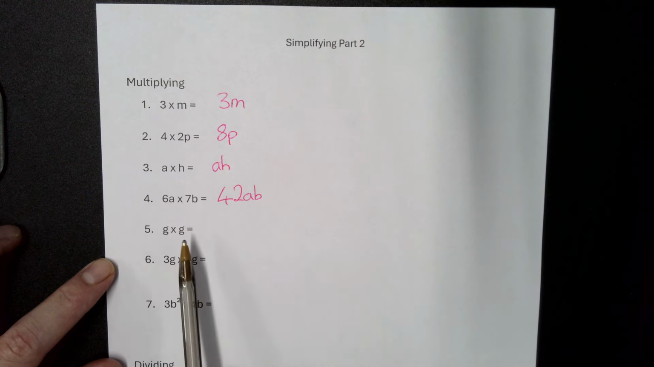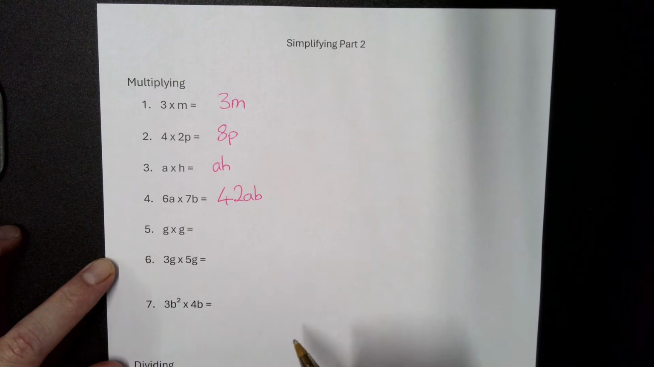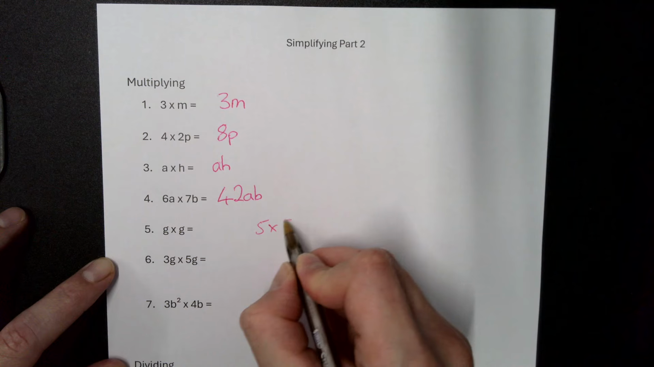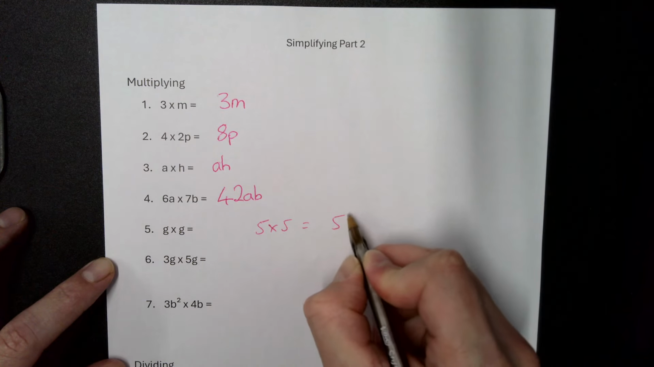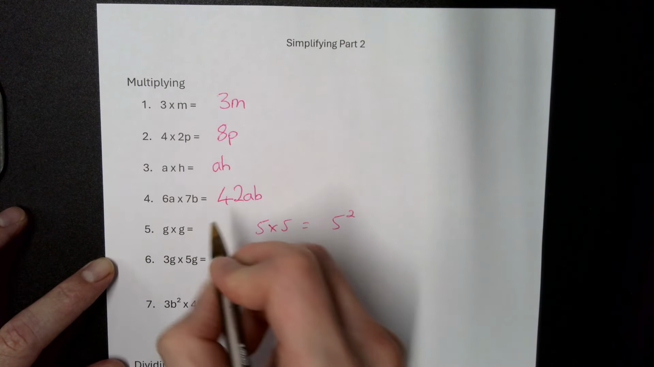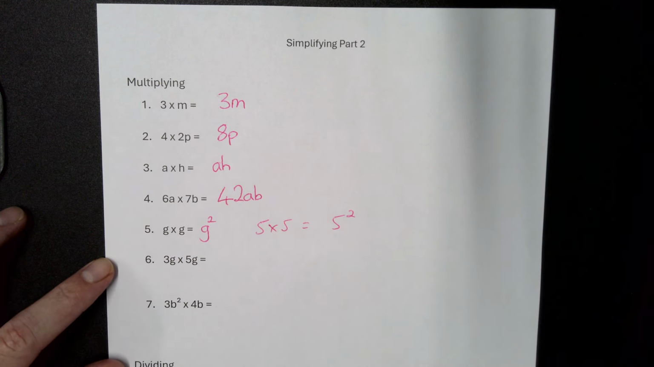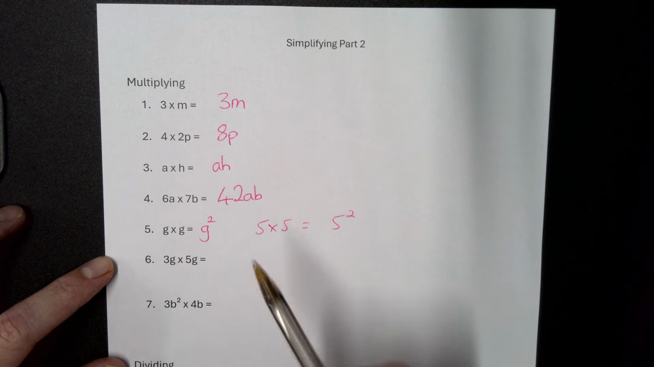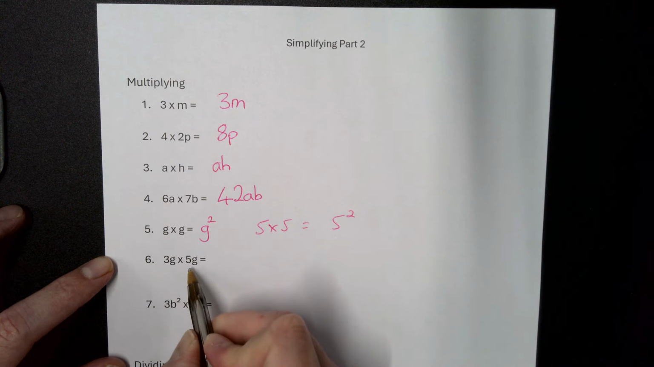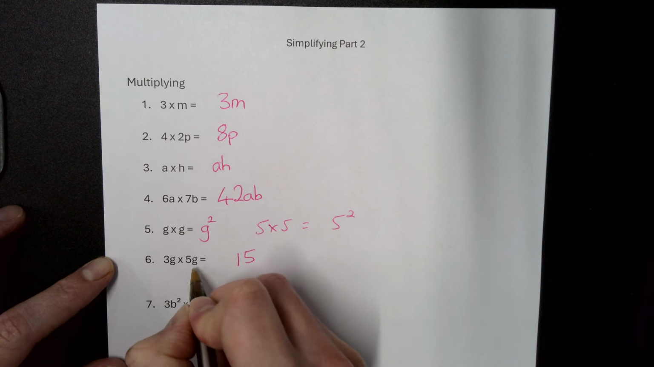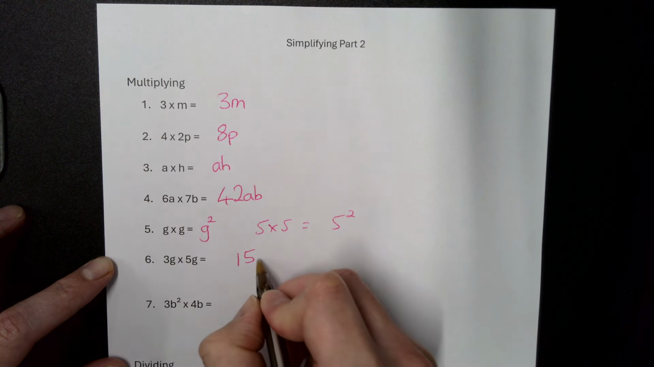Now, when you times by the same letter, G times G, okay, it's just like writing 5 times 5. We can write that as 5 squared. So G times G is G squared. When we have numbers in front, it's the same thing. We do 3 times 5 first, which is 15. And then G times G, we know, is G squared.